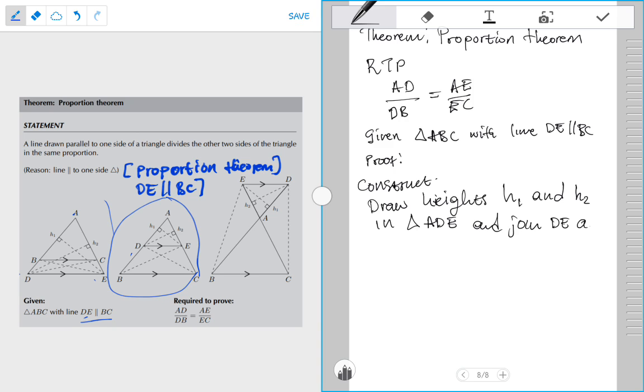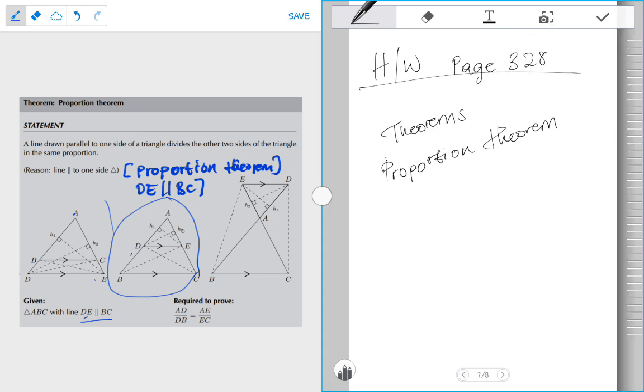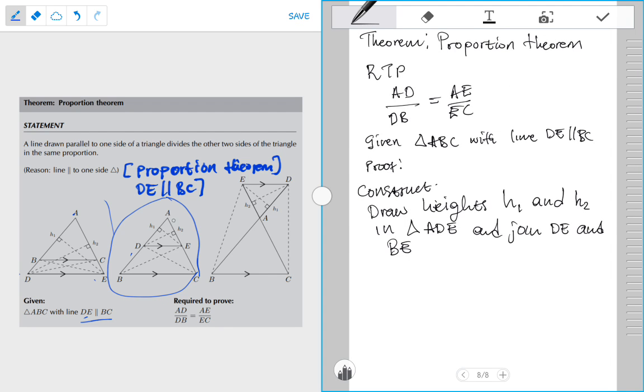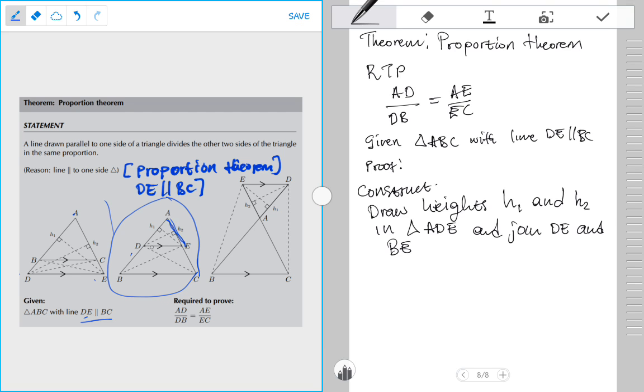So we say construct H1 and H2, and join DE, BE. Basically we are constructing a height, this is the height of this triangle, and this is the height of that triangle, and we are also joining this DE, BE and DC. Okay, so now we can prove.